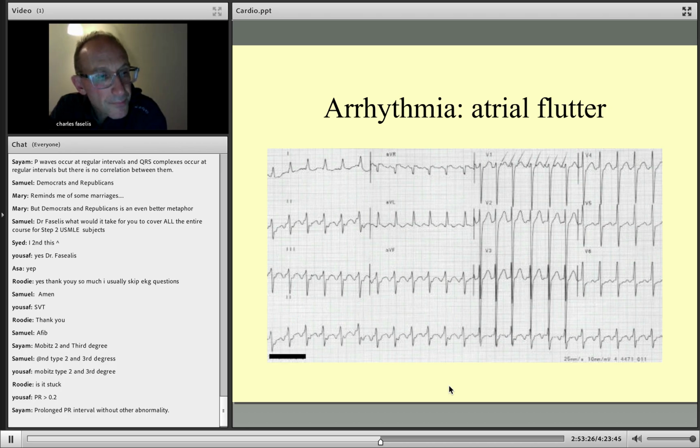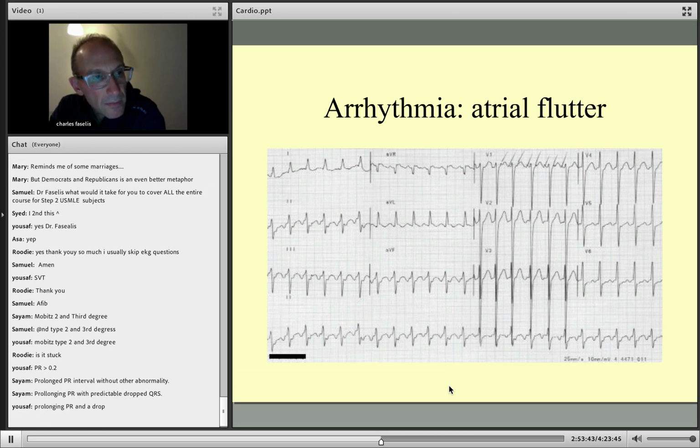Second degree type 1. Good. Continuous prolongation of PR and predictable dropped QRS. Every third, every fourth, every fifth, something like that. Okay? So you should see PR interval increase, PR interval increase, PR interval increase, P drops the QRS. Starts from the beginning again. Okay? Everybody okay with that?